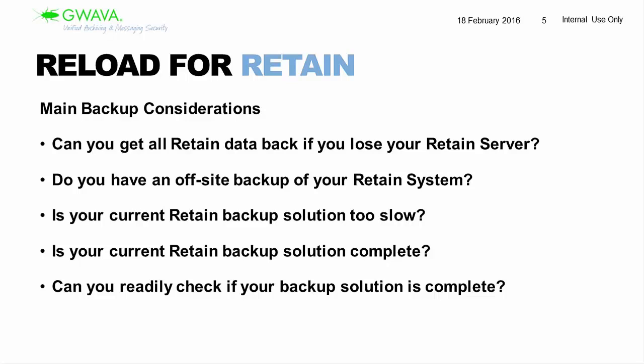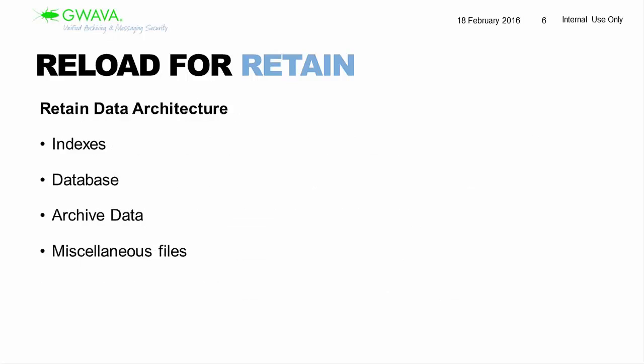And we talked about, do you have an offsite backup of your Retain system? That's something to consider. Is your current Retain backup solution just too slow? Is your Retain backup solution complete? And can you readily check if your backup solution is complete? What's the method that you have? How would you be able to go and look and say, okay, I've got this file over here on the Retain server. Is it in the backup? And how easy is it to accomplish that? To, in a sense, challenge your backups. Okay, so those are main backup considerations, really not just with Retain, but any kind of system that you go to back up. A lot of those things are of concern.